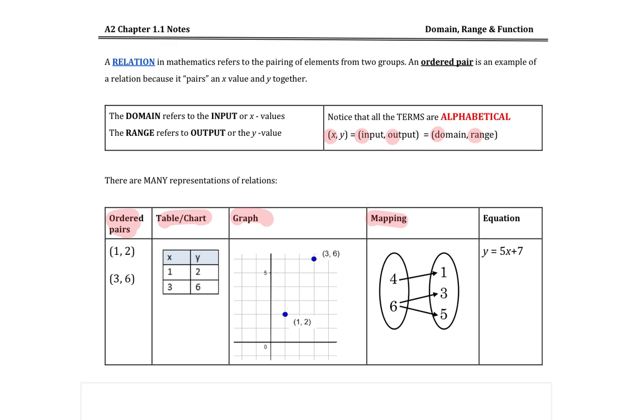A mapping just takes the X values right here and pairs them with the Y values and shows you that 4 is paired with 1, 6 is paired with 3, and 6 is also paired with 5. Different way of showing it. Or you could write it as an equation, y equals 5x plus 7, which you can just make a table of values that satisfy that equation.